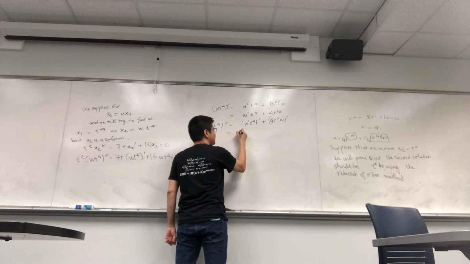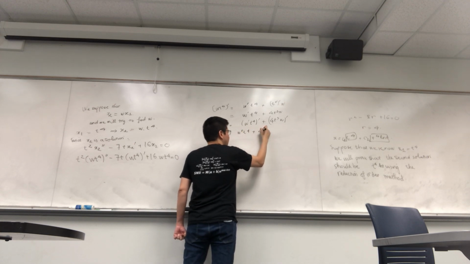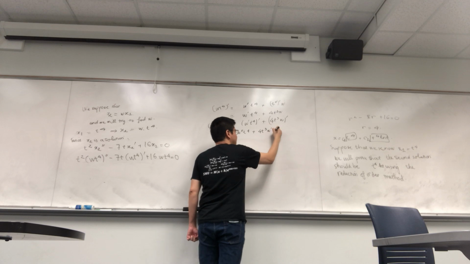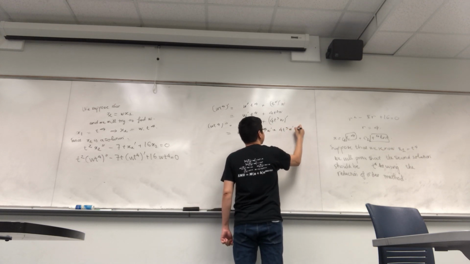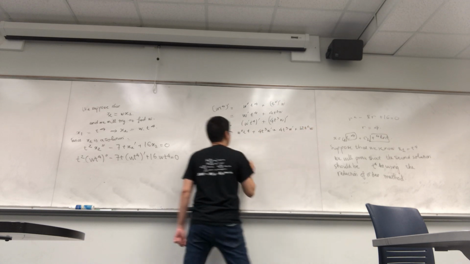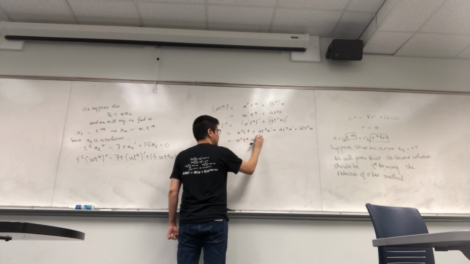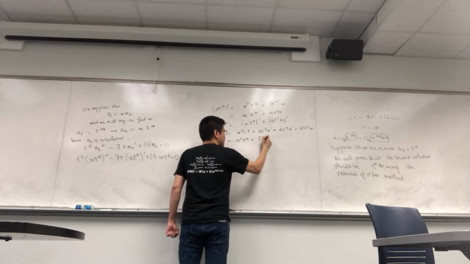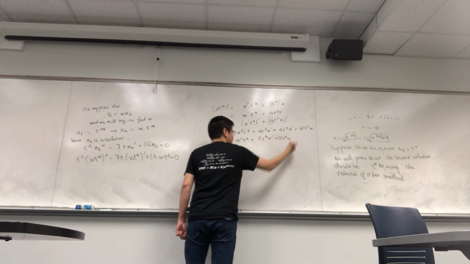So now you're going to apply the rule again. So this is w second t to the 4 plus 4 t to the 3 w prime plus 4 t to the 3 w prime plus 12 t squared w. This gives me w second t to the 4 plus 8 t to the 3 w prime plus 12 t squared w.